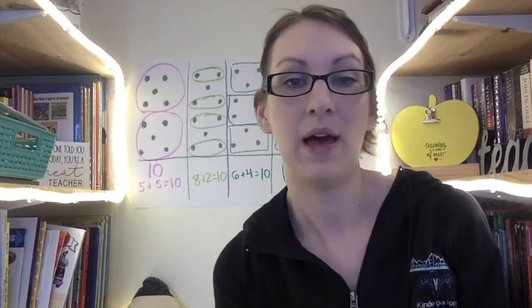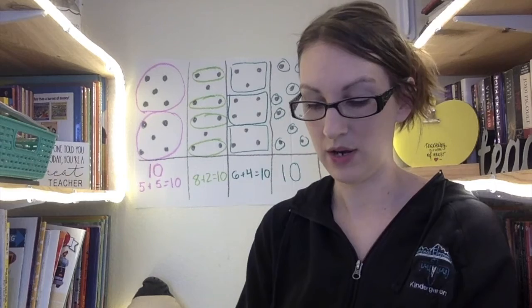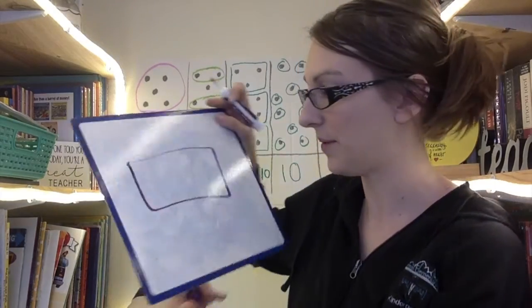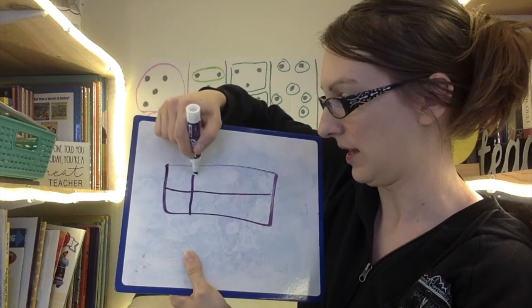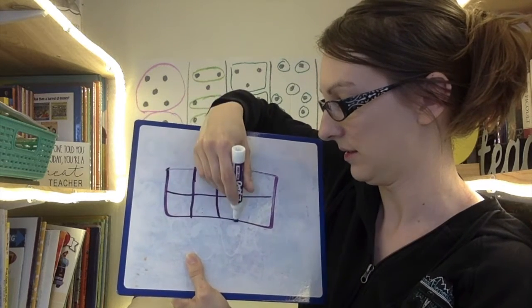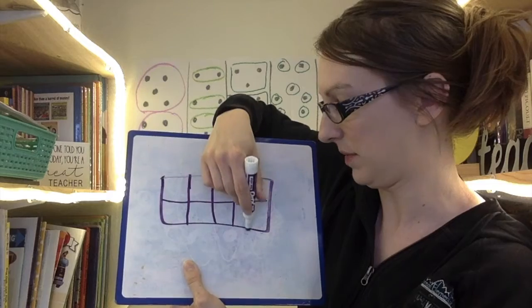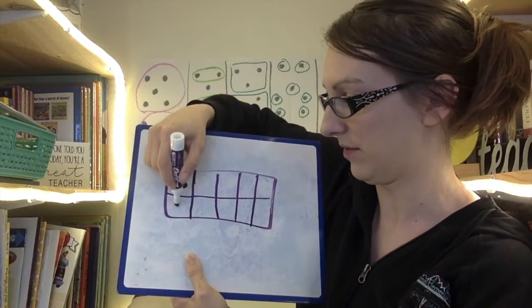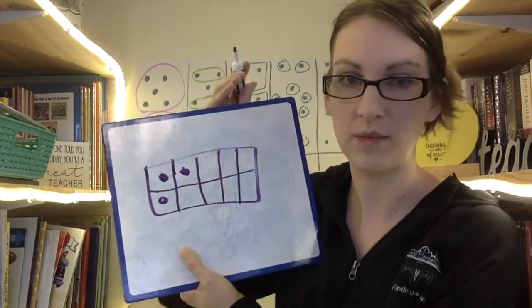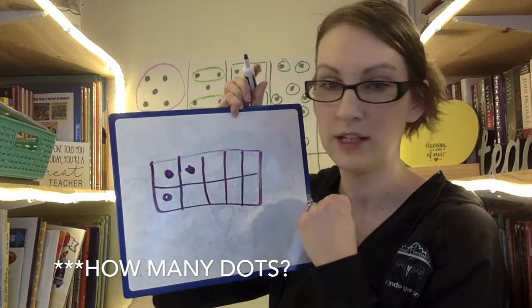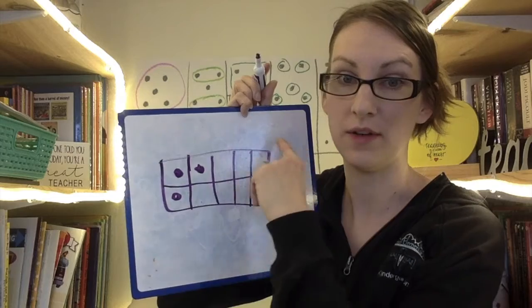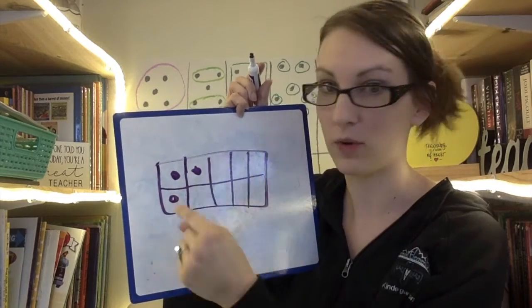I've seen math talks done with a number in a 10 frame. So a 10 frame is a rectangle that has 10 boxes, and you might ask them, how many, and some of them will tell you different things. I know that there's 10 boxes and 7 were empty.